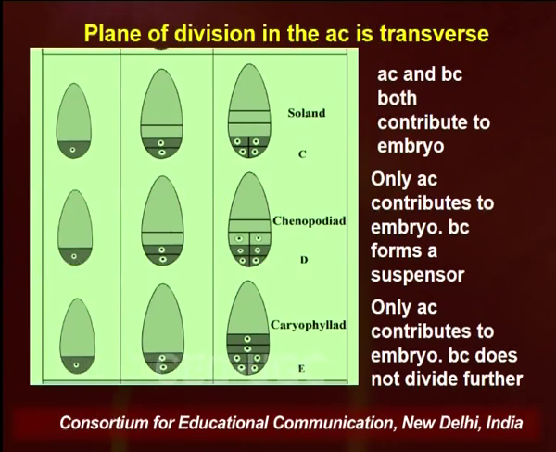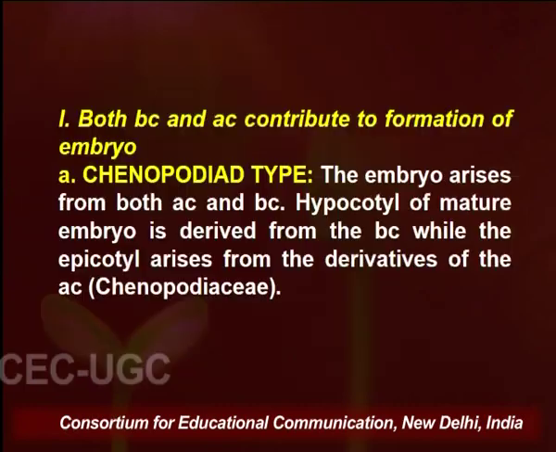The first one is the solanad type where the apical cell and basal cell both contribute to the formation of embryo. So, you can see that there are divisions occurring in both apical as well as basal cells. In the chenopodiad type, only the apical cell contributes to the formation of embryo. Basal cell does contribute to the formation of a suspensor. The third or the caryophyllad type, only apical cell contributes to embryo, basal cell does not divide further.